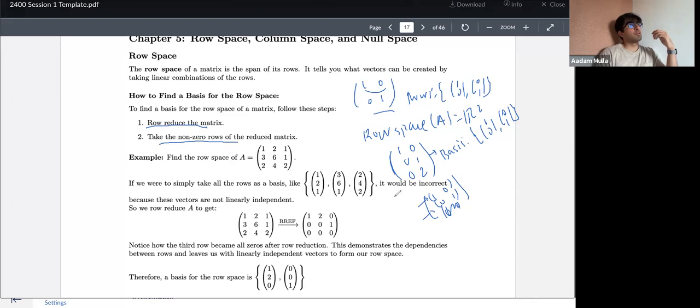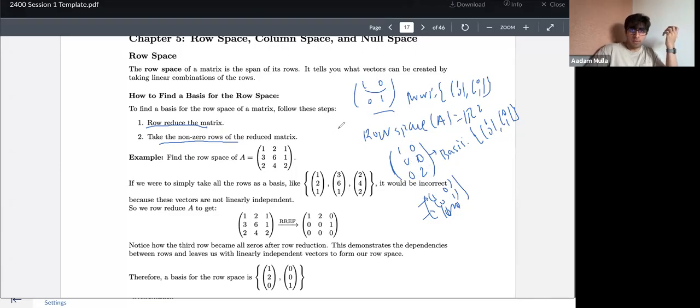It reveals which of your rows are not giving any additional information. These two help us get to R2. This one doesn't provide any additional information. You also could have row reduced and turned this one into 0, and then these would be your basis vectors, and that's totally fine too.